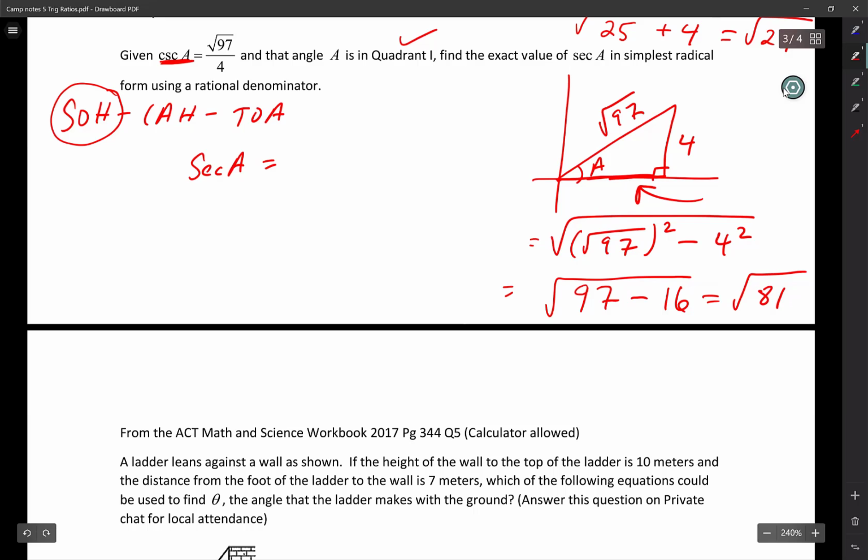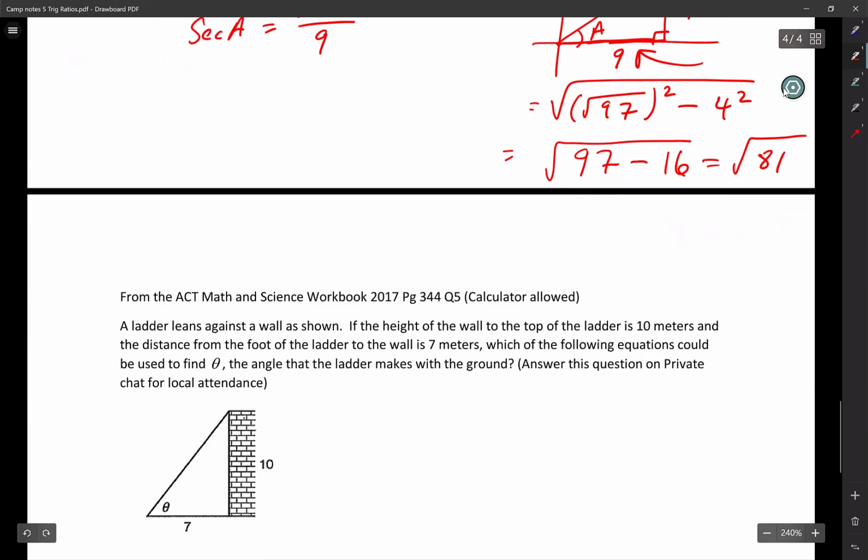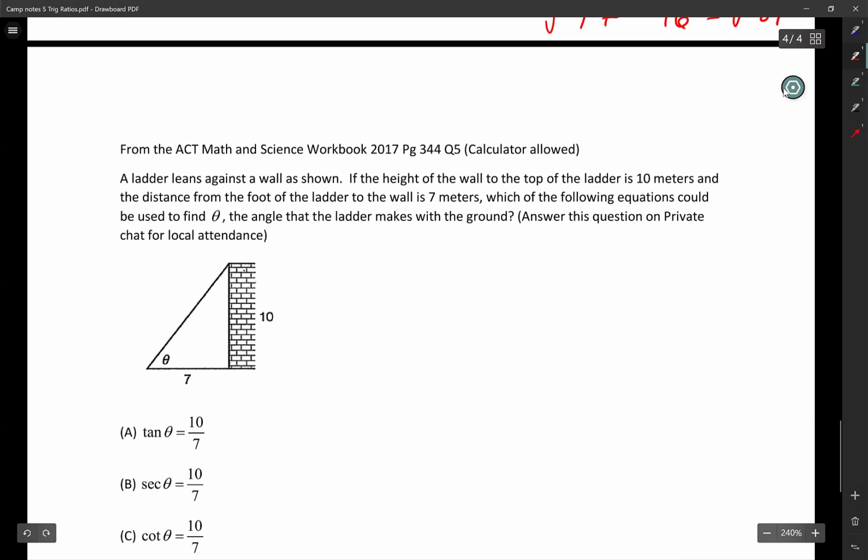So the square root of 81 is 9, so I put a 9 there, and I have everything I need now. Secant's the reciprocal of cosine. I underline the cosine, and I just do the opposite order. Hypotenuse, square root of 97, over adjacent, 9. There you go.